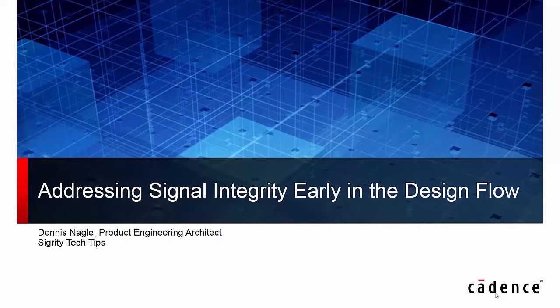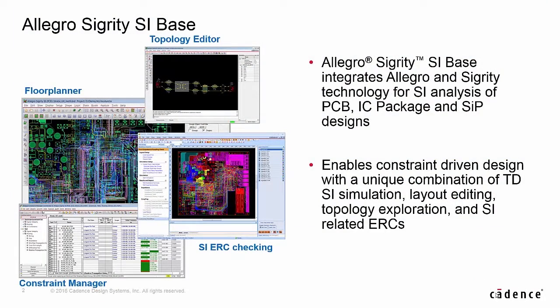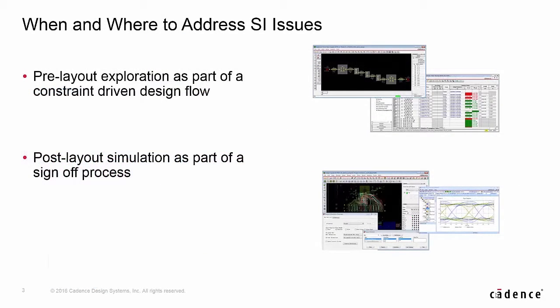Allegro Sigrity SI can be used at any stage of your design flow, and in fact can be used earlier and in ways that you may not have previously considered. It is a fully capable SI environment blending Allegro and Sigrity technology. Today we'll be looking at analyzing a PCB, but it works equally as well with package designs. Allegro Sigrity SI can be an integral part of any constraint-driven design flow by enabling SI analysis at both the design and topology level, as well as providing editing and screening capabilities.